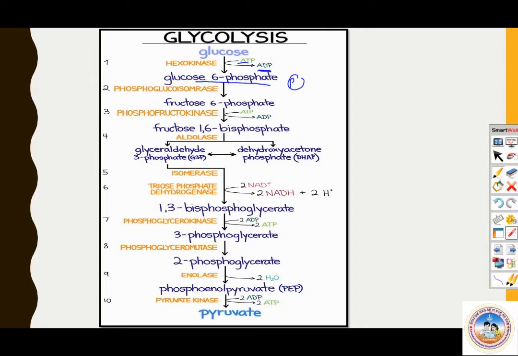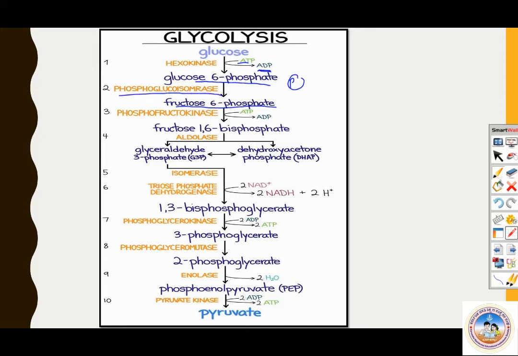Next, your glucose 6-phosphate will undergo isomerization. What will it undergo? Isomerization to form what? Glucose 6-phosphate will undergo isomerization to form fructose 6-phosphate in the presence of an enzyme called phosphoglucoisomerase. Did you understand? Did you not understand, children?